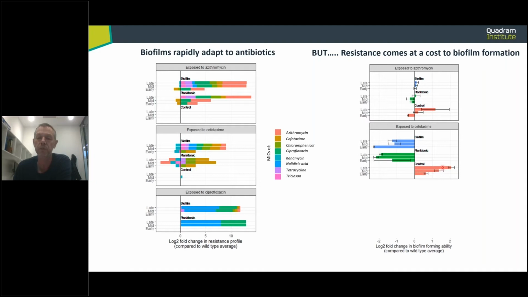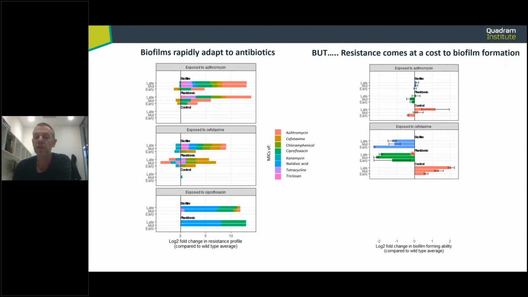So again, the controls make more and more biofilm, as you'd expect, but both the planktonic and biofilm lineages are awful at forming a biofilm. So they've not just not got any better, they've got worse. So developing the resistance to the drug here has carried a very large cost to biofilm formation.